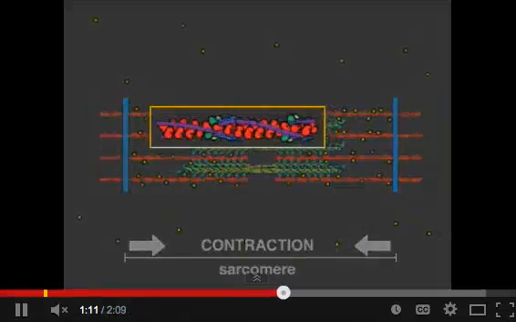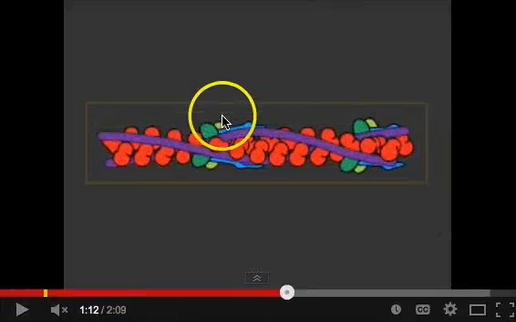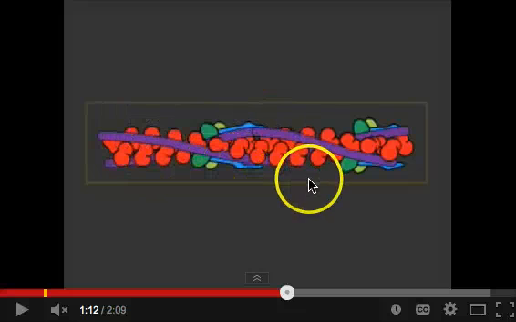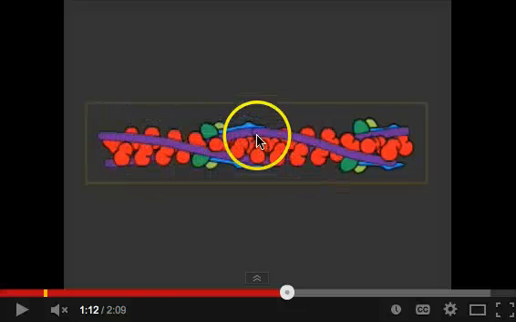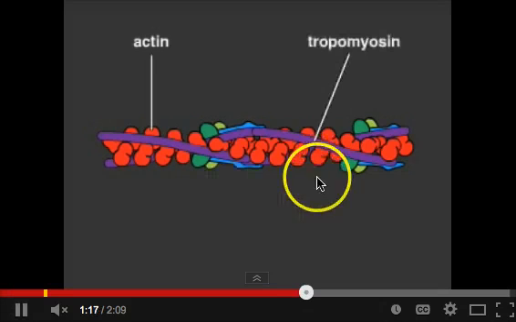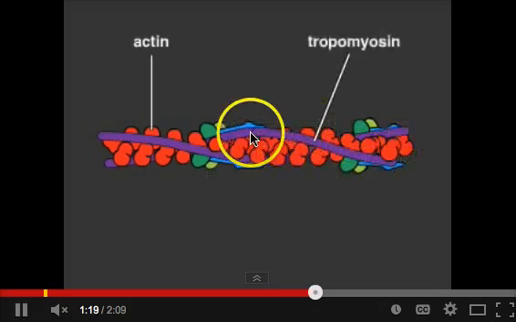All these little ions floating around here are calcium. And this is a blow up of actin. In your notes, I know there's a section that talks about troponin and tropomyosin, and this is what you have to know. The reason you're not always contracted is because you have these little ropes that cover the binding sites on the actin. This little rope is called tropomyosin. There's the actin, the little red things, and the tropomyosin is a rope-like structure that covers the binding sites.